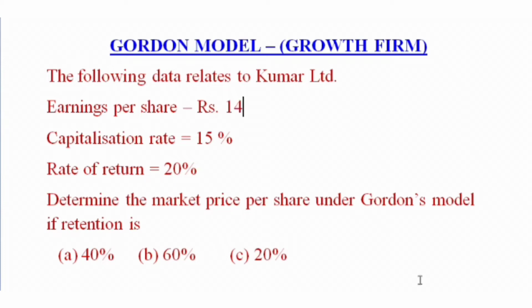Today we are going to see it based on the growth firm. There are three natures of firm: growth firm, decline firm, and normal firm. Today on the Gordon model we are going to see the growth firm.